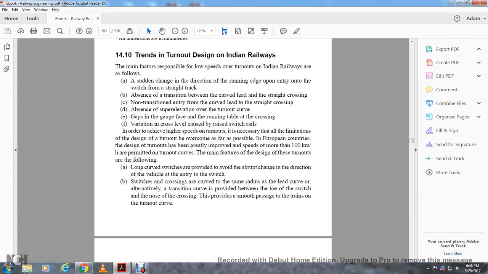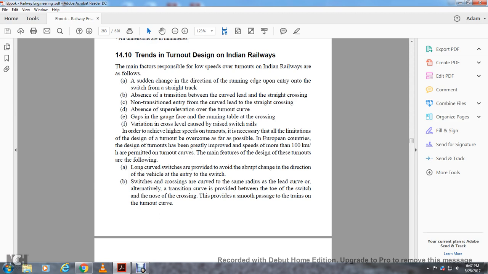14.10 Trends for the turnout design in Indian Railways. The main factors responsible for the low speed over the turnouts of the Indian Railways are as follows: sudden change of direction of the running engine upon entry of the switch of the track, absence of transition between the curved lead and the straight crossing, non-transitional entry of the curved lead to the straight crossing, absence of super elevation over the turnout curve, the gap of the curve at the crossing, variation of cross level of the cost of the switch rail.